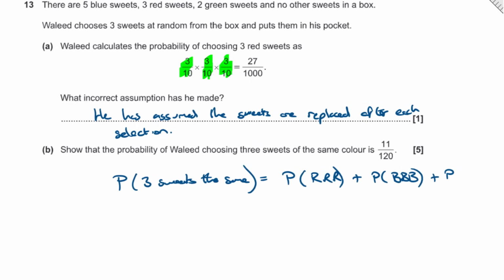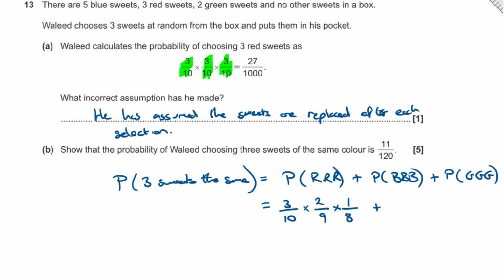Plus the probability of 3 green sweets: green, green, green. Okay, so what's that then? So the probability of red, we said that you've got 1 less sweet on each selection, so it's not 3 times 3 tenths, 3 tenths, 3 tenths. The first one is 3 tenths, so 3 red sweets, there are 10 sweets altogether. But on the second selection, there's 1 less red sweet, and there's 1 less sweet. And on the third selection, there's 1 less red sweet, and there's 1 less sweet altogether. So it's 3 over 10 times 2 over 9 times 1 over 8.